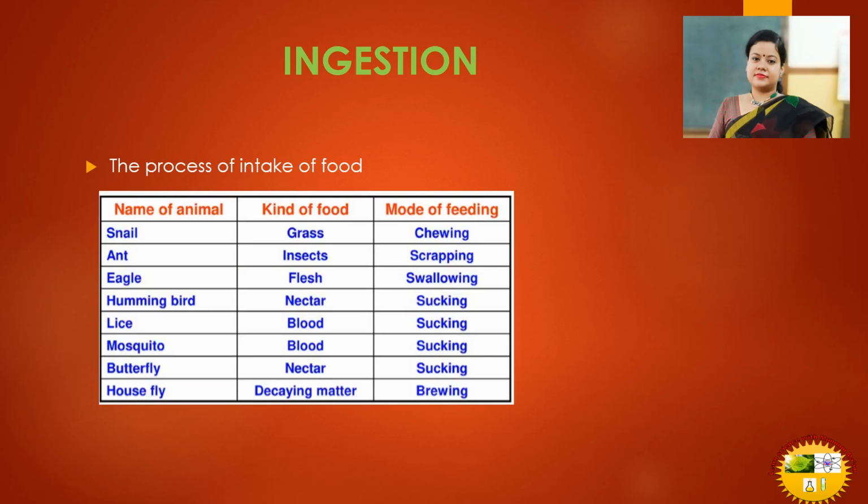Likewise, here is a list of different animals, the kind of food they take, and the mode of feeding they have: snail, grass chewing; ant, insect scraping; eagle, flesh swallowing; hummingbird, nectar sucking; lice, blood sucking; mosquito, blood sucking; butterfly, nectar sucking; housefly, decaying matter brewing. So these are the different modes of feeding of different animals.